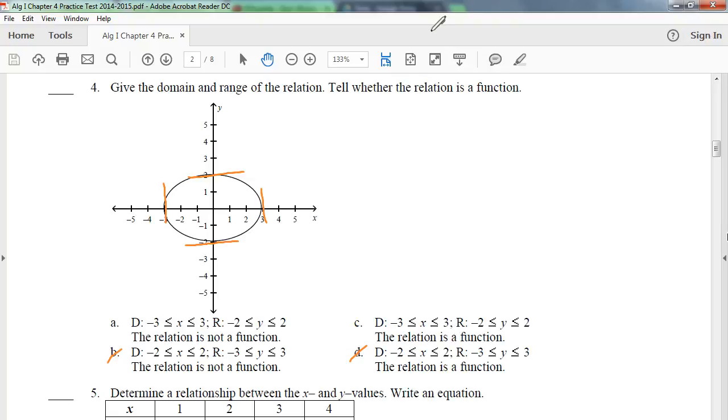So we have to determine whether this relation is a function or not. And since we have a graph, we can use the vertical line test. And all we have to do is draw a vertical line anywhere on the graph. If it hits that graph in more than one place, it fails the vertical line test, and it is not a function. So number 4 is A.